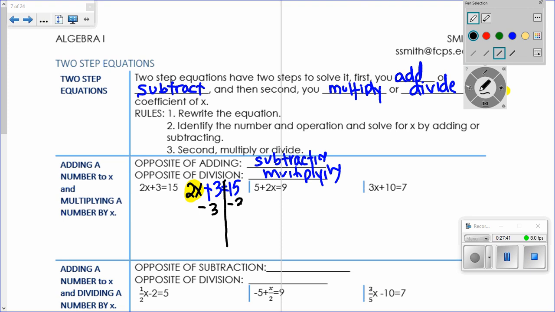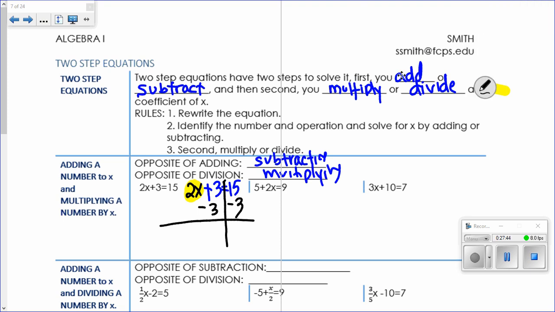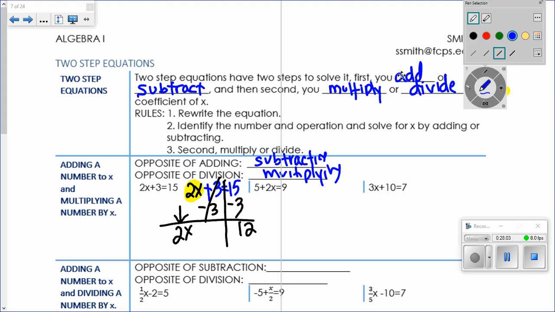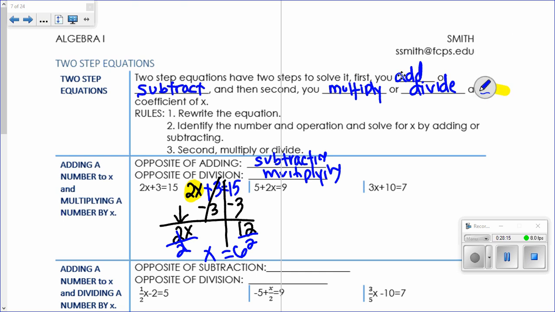Subtract 3 on both sides. What'd you get? 2x comes down. 3 minus 3 goes away. What's 15 minus 3? 12. What's the second step? I have 2 times x. Divide by 2 on both sides. And x equals 6.